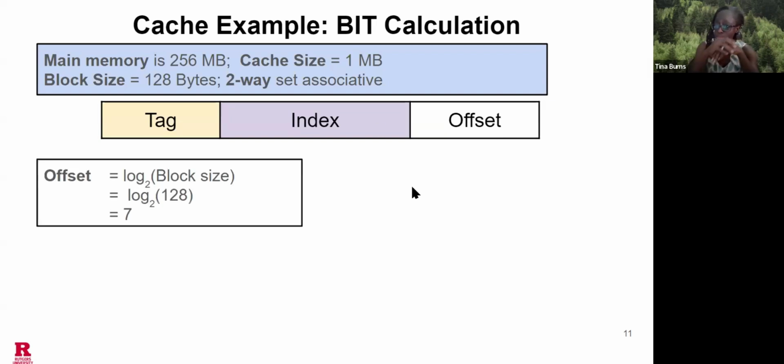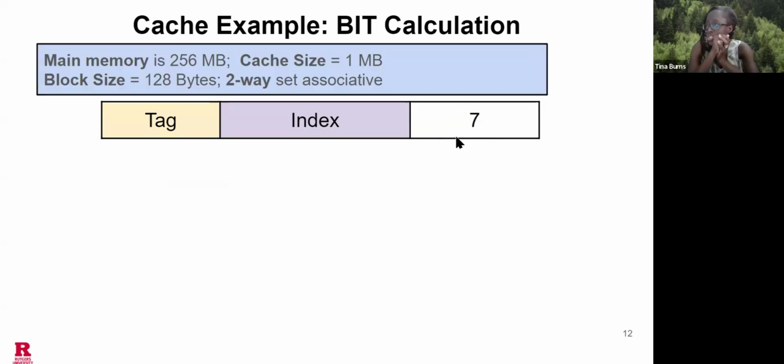Well, we'll do the same method in that we're going to start from the left and go all the way to the right. It tells me that I have 128 bytes, so I can calculate the number of bits I need to represent that by taking the log base 2 of that, which gives me 7. So now I know my offset bits is equal to 7.